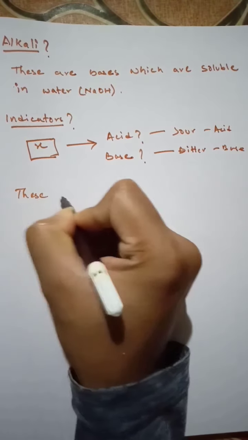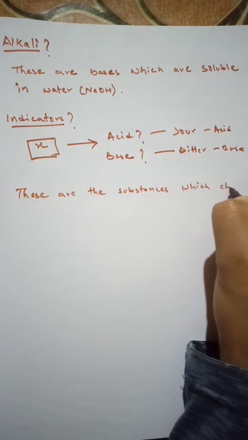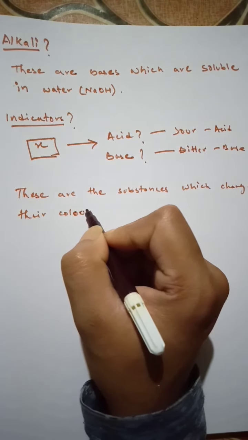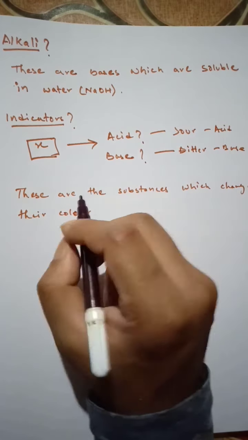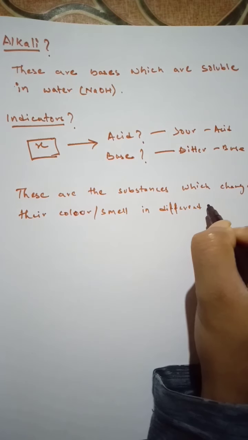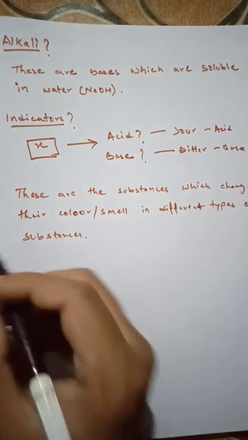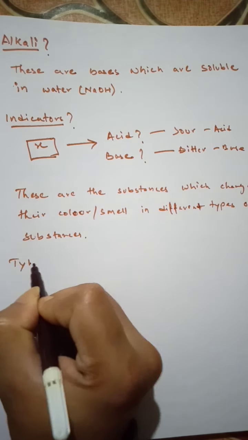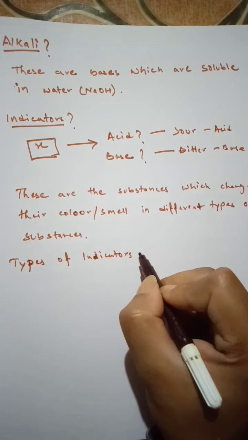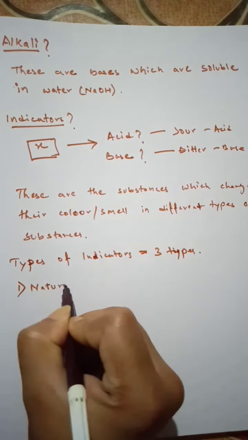So then comes the work of indicators. These are substances which change their color or smell in different types of substances. There are 3 types of indicators. The first is natural indicators.